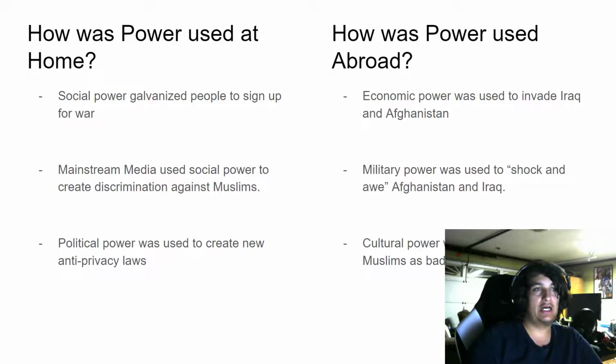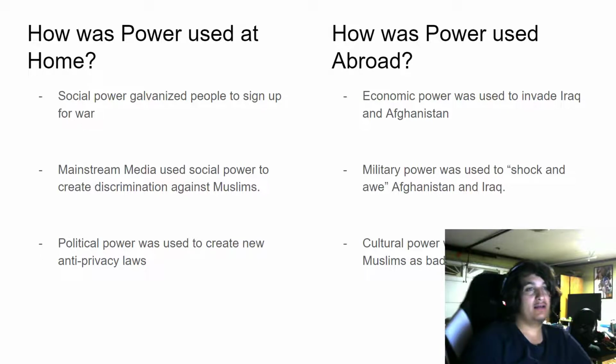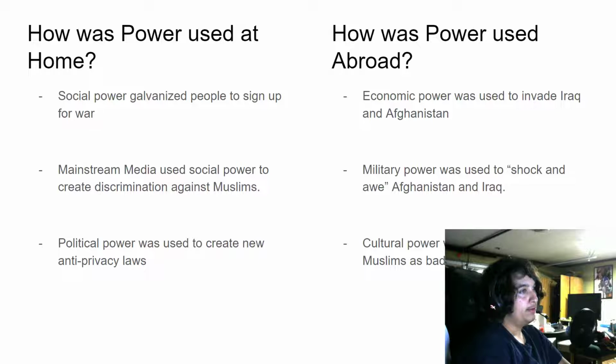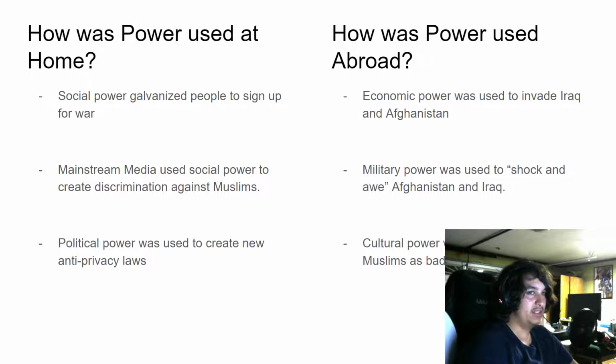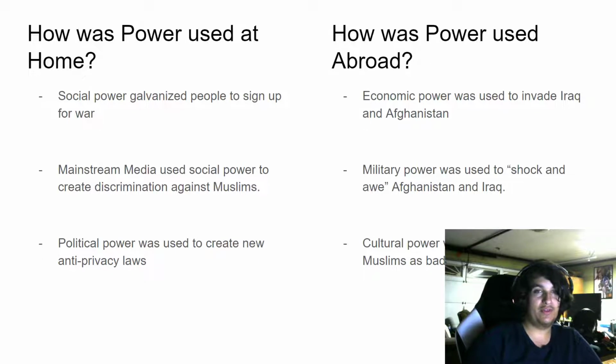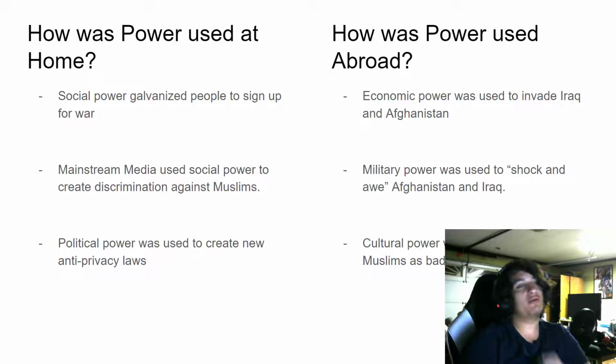How is power used abroad? Economic power was used to invade Iraq and Afghanistan. It was used to justify it because they wanted the oil. If they didn't have oil, they needed it. So they used their economic power to rally troops. That's a better way to word that.